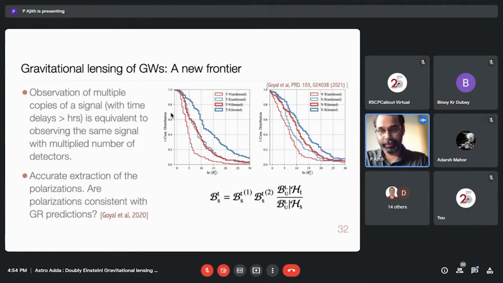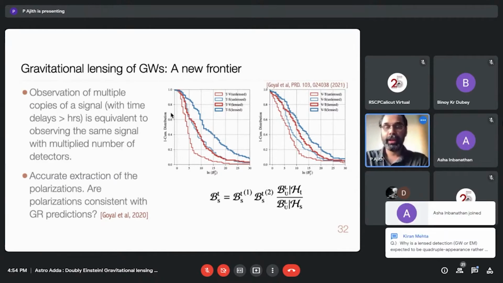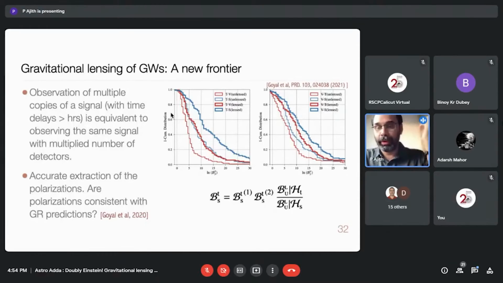But now there are some alternative theories of gravity, alternatives to Einstein's theory, which predict many more alternative polarizations. For example, gravitational waves are what are called tensor modes in Einstein's theory, but there are theories that predict scalar modes, vector modes, etc. And if you want to now disentangle these possibilities, you need to have many misaligned detectors, which we do not have.